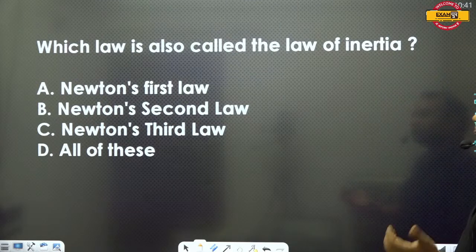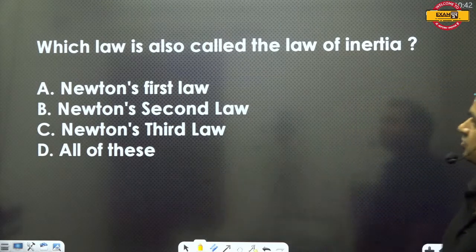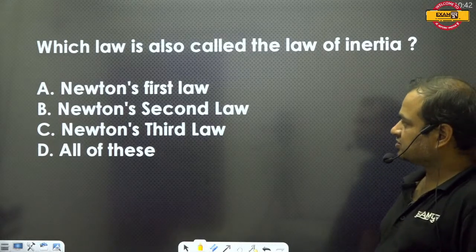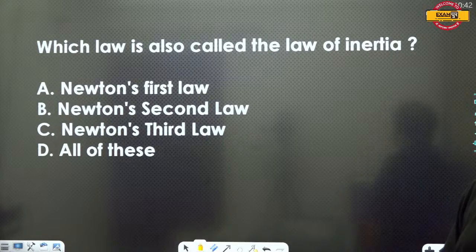Now, which law is also called the law of inertia? Newton's first law, Newton's second law, Newton's third law, all of these. So please tell me, which one is the correct answer?